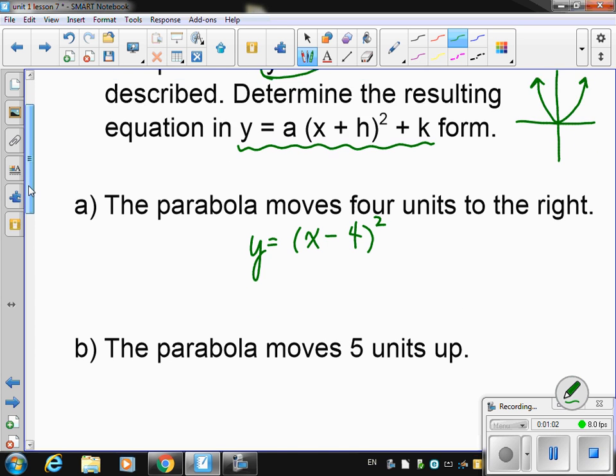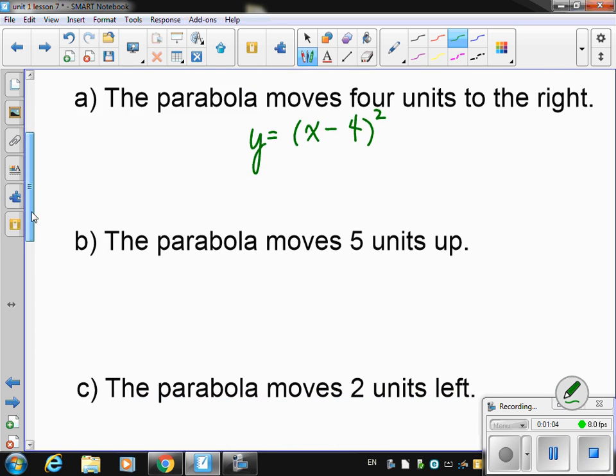Part B says a parabola moves 5 units up. So from the normal parabola y equals x squared, if I am moving it 5 units up, that's a vertical change. So I don't need to do anything in the brackets. I have my x squared, and I have a translation up 5, positive 5, as you would expect.